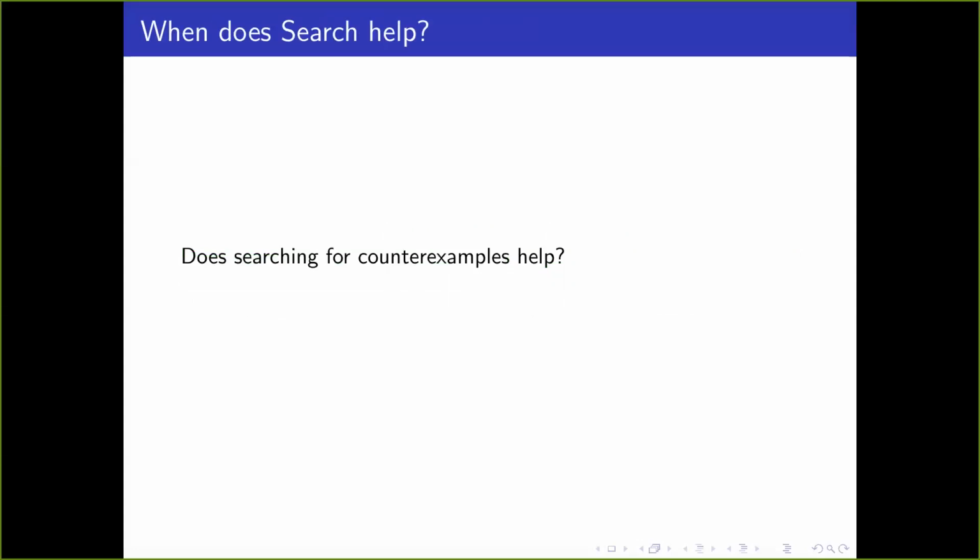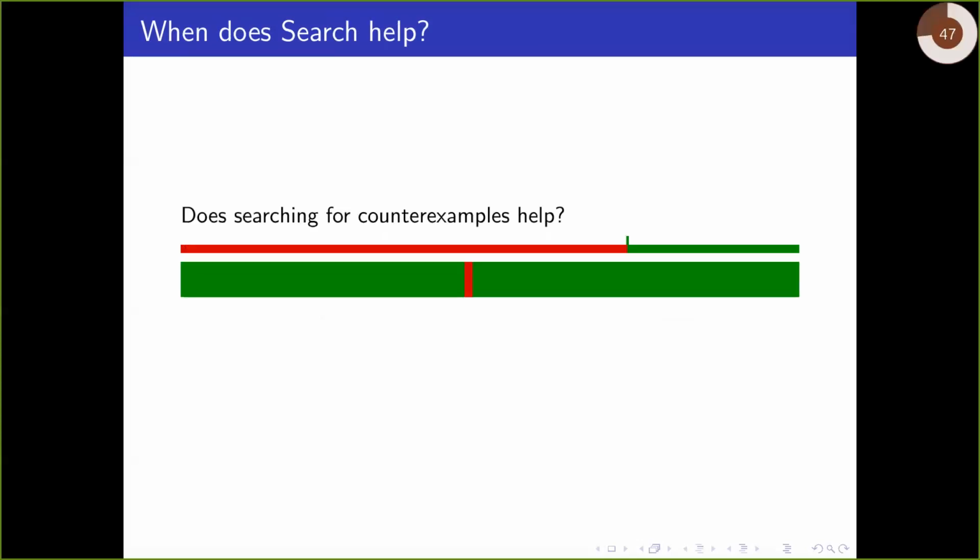Okay, so now we want to think about why search is powerful, why it's useful. So let's think about counterexamples for a minute. So suppose we have one labeled point, one green point, and now I say, hey, I want a counterexample to this green point, or a counterexample to the hypotheses that are consistent with this green point. So you have the set of all of your predictors. You have the set which is consistent with the observation you've made so far.